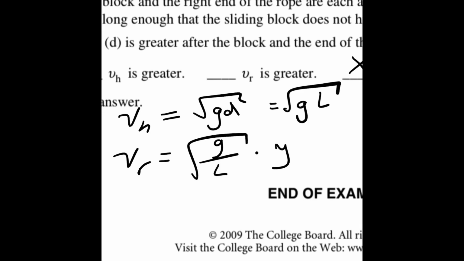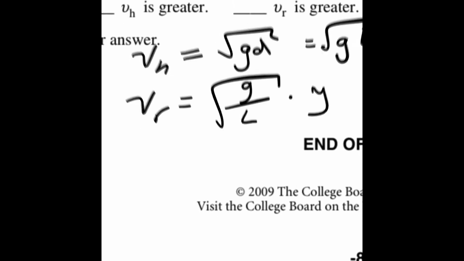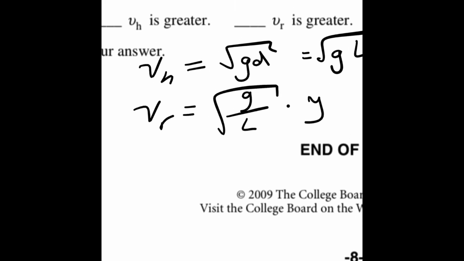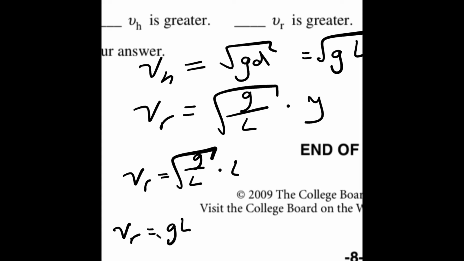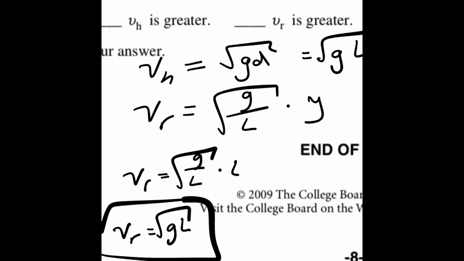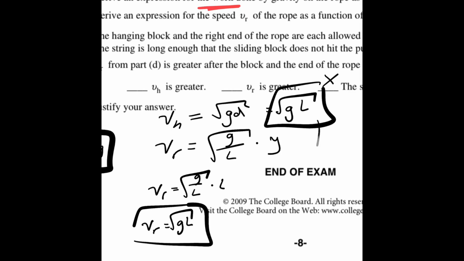All right, let's do the same thing here. Let's substitute L in for y. So this is going to be g over L times L, which is actually just going to turn into radical gL. That's this. That's this. These are equivalent to each other. All right. All you need to do is just test that extreme case, plug in, and see that they're equal to each other. And for that justification here, you're going to get 2 points.